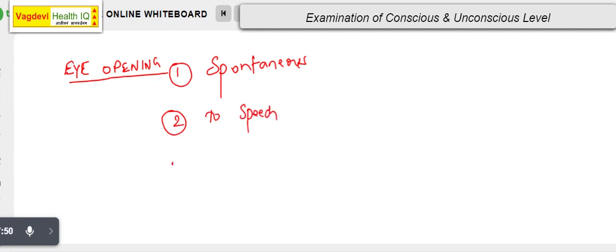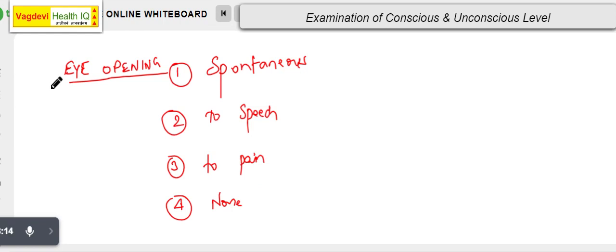I'll detail it, don't worry. Eye opening to pain. How do we create it? I'll go one by one in detail. Now, suppose a patient is getting admitted in ICU, and you need to find out what is the coma scale, what is the conscious level we are talking about.